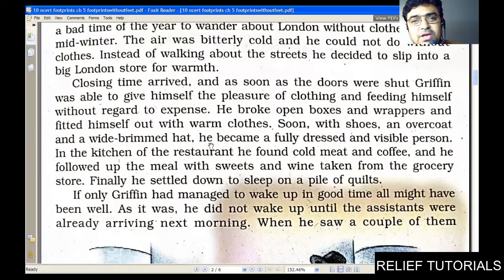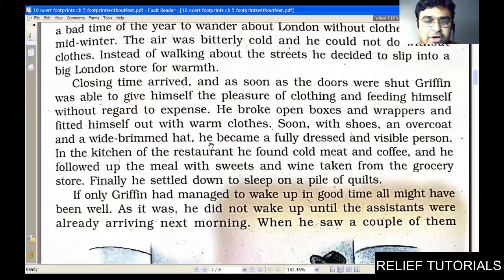He had to be woken up very early before the store opened, but he was so tired and feeling so warm that he could not wake up at the right time, and he was seen when the store was open. If only Griffin had managed to wake up in good time, the poet wishes, all might have been well. Everything could have been well if he had woken up at the right time. As it was, he did not wake up. It was his bad habit that he could not wake up early in the morning.